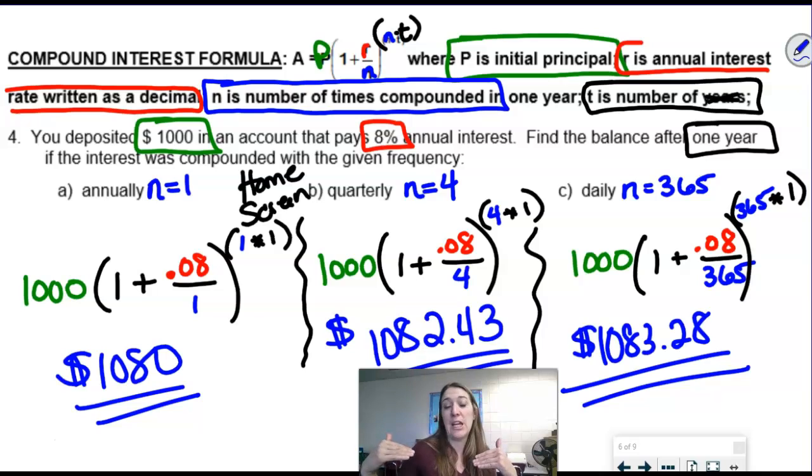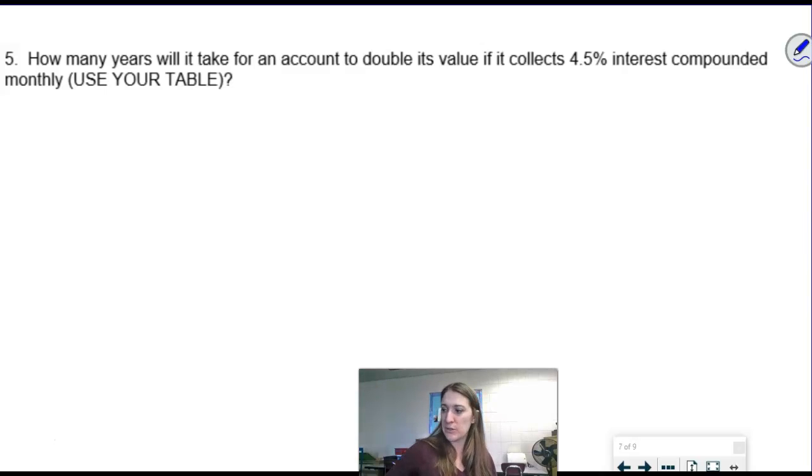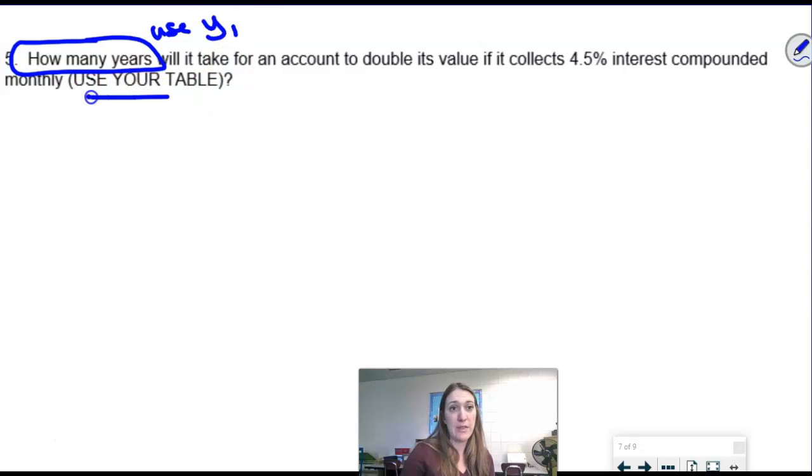But if I left that money in for like 20 years, you'd see a much greater difference because the one is going to grow much faster over time, which is kind of neat to think about. All right, so this next question, we have how many years? So right away I notice they don't tell me time, which means I need to use my table. So I'm going to have to use Y1 and then use your table, and it clearly says right there, use your table. So that was the dead giveaway. If you don't know time, you have to use your Y equals.